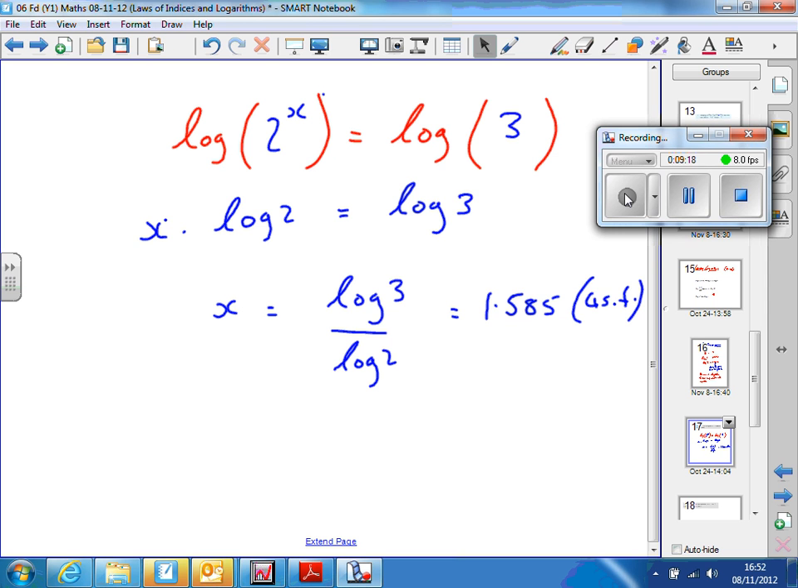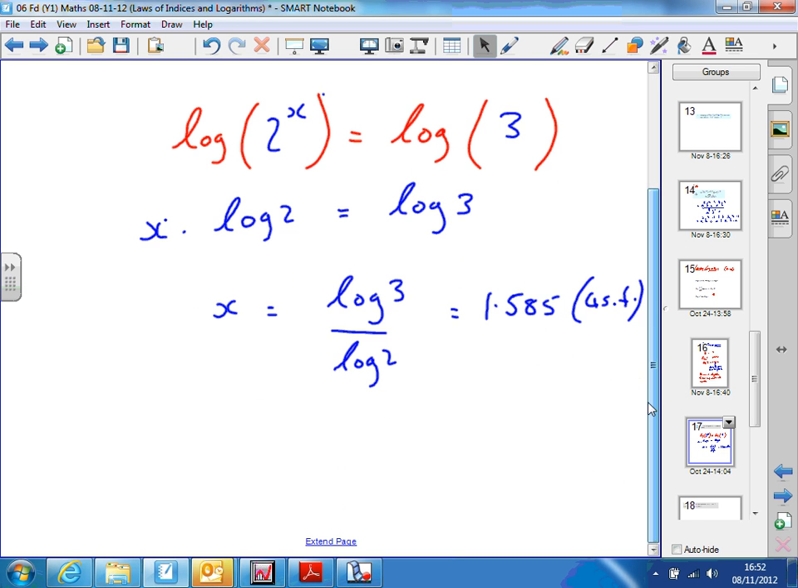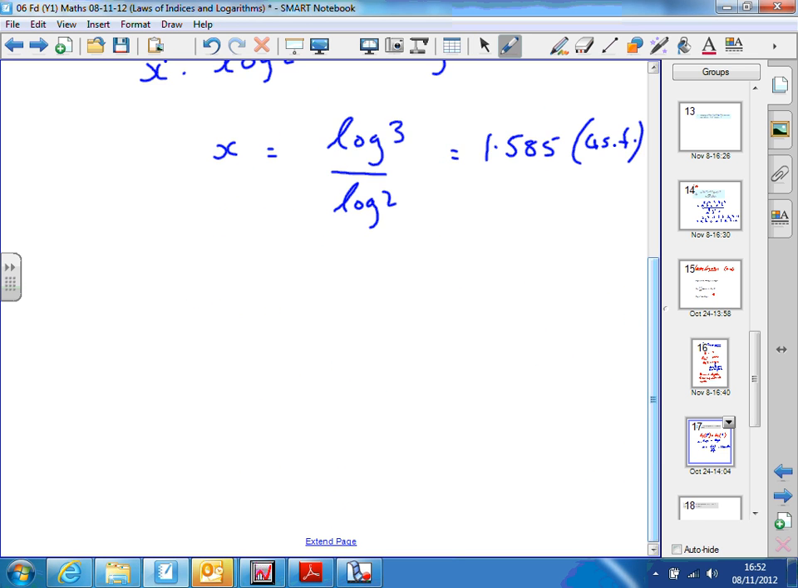Like any good engineer, you would want to now check this is right because you're in your workshop and this is part of a calculation that you're doing. You've got no one there to say, yep, that's right. So you need a way of checking. Go back to the original equation. In theory, if you're right, 2 to the power x should equal 3. So to check, 2 to the power 1.585 should equal 3. Does it?